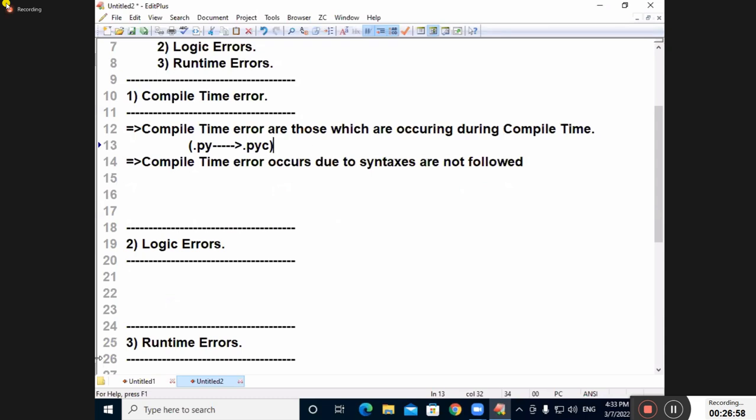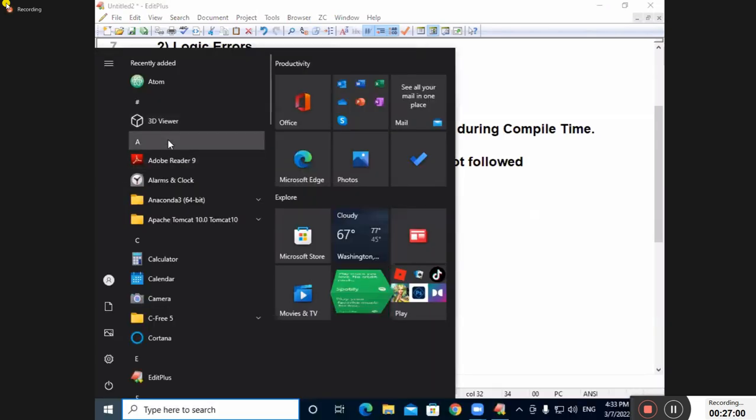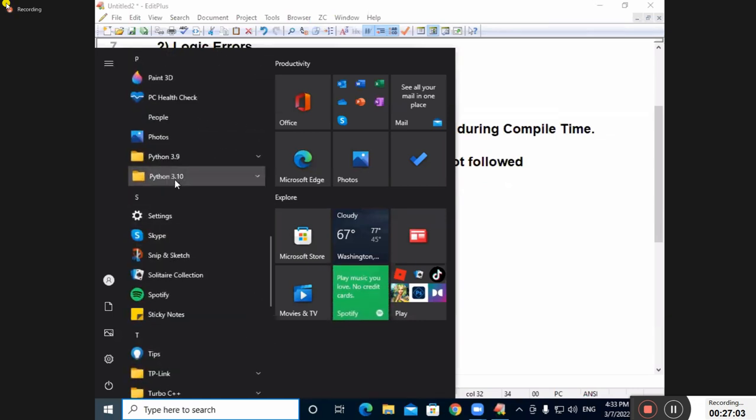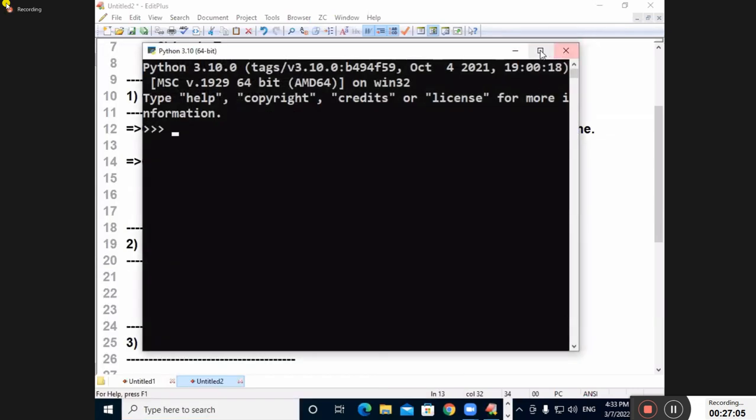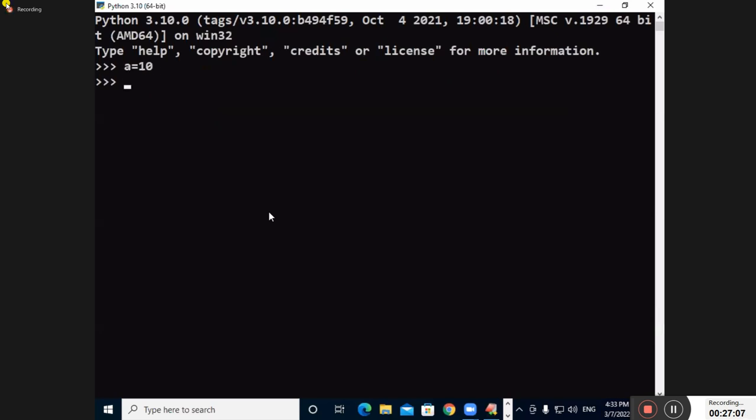Please go to the program. I will show you immediately. Go there and say Python 3.10. See, my dear students, A is equal to 10, B is equal to 20, C is equal to A plus. I am saying, C is equal to A plus. Valid or invalid? Wrong. Invalid.